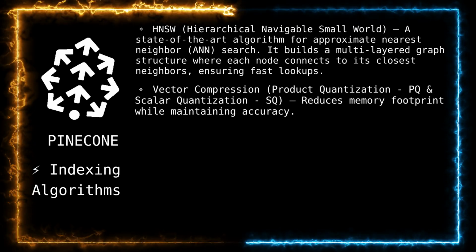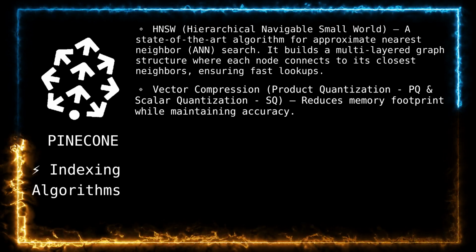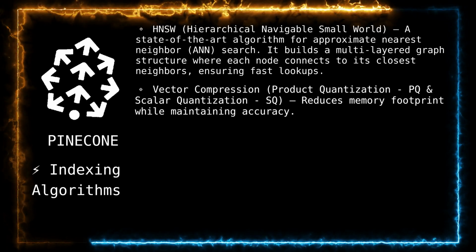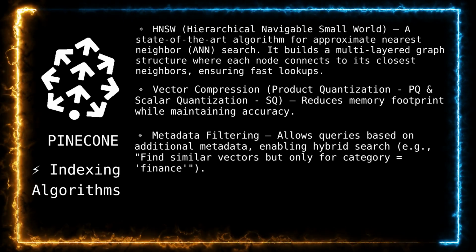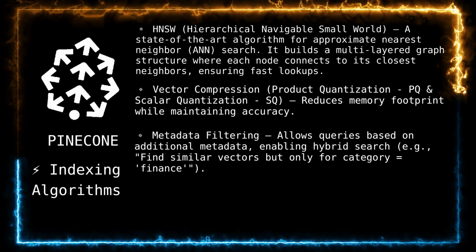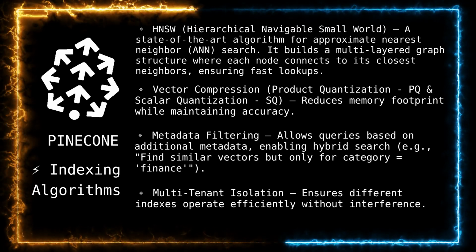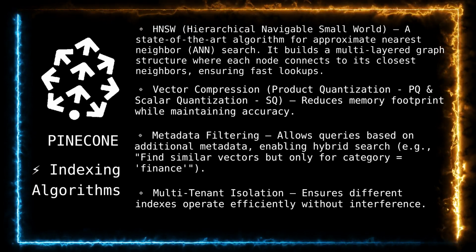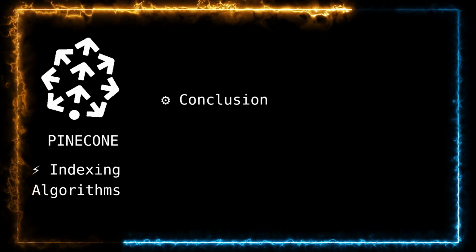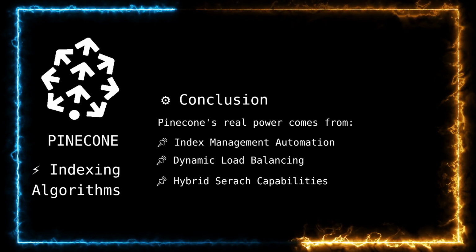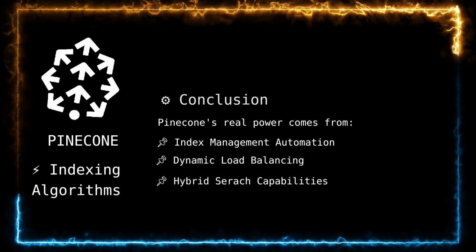Next indexing technique is vector compression, or product and scalar quantization, meaning it reduces memory footprint while maintaining accuracy. Next, metadata filtering, meaning it allows queries based on additional metadata, enabling hybrid search. And the last one, multi-tenant isolation, meaning it ensures different indexes operate efficiently without interference. In conclusion, we can say Pinecone serverless power comes from index management automation, dynamic load balancing, and hybrid search capabilities.